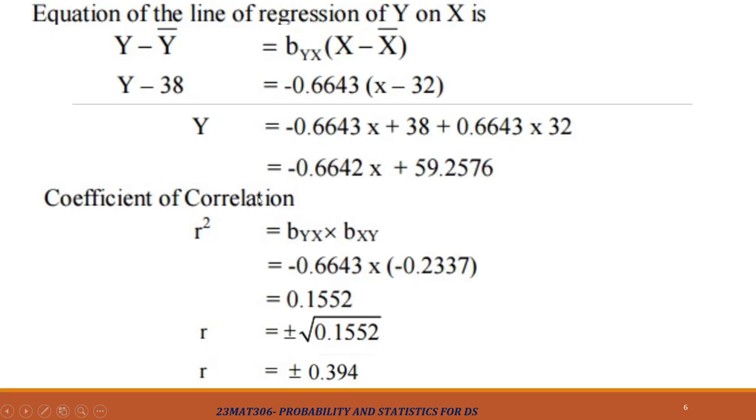But we need the correlation coefficient r, so we have to take the square root on both sides. We will get plus or minus 0.394 as the r value.